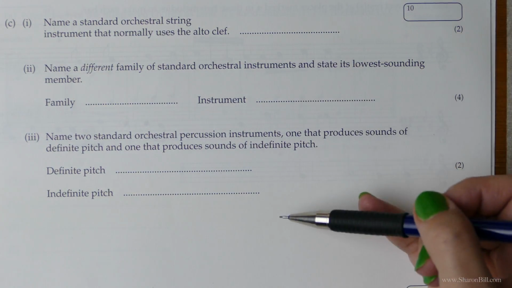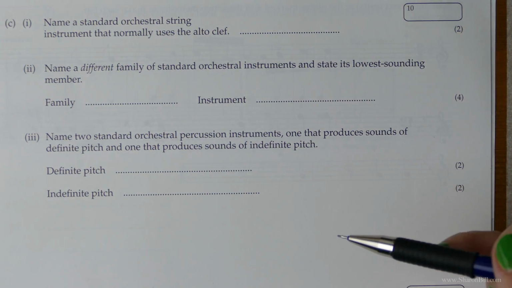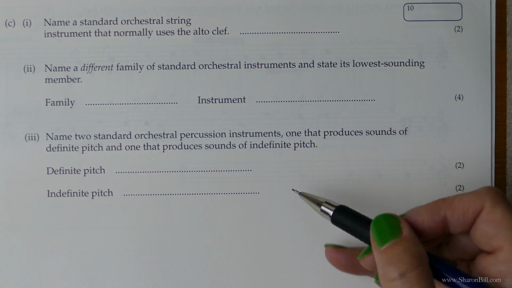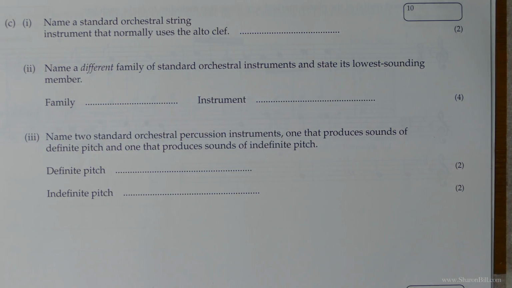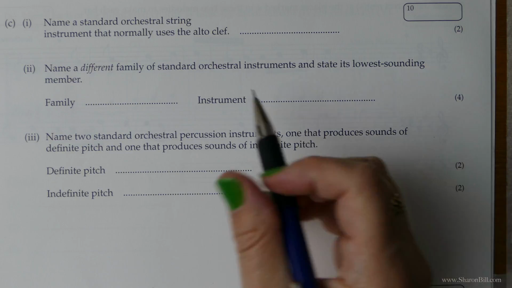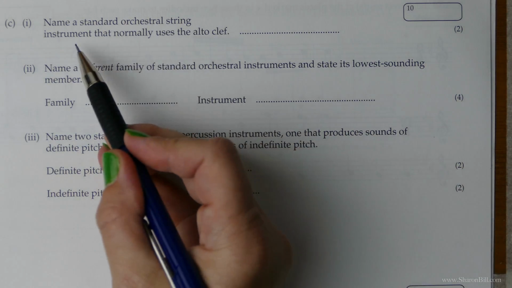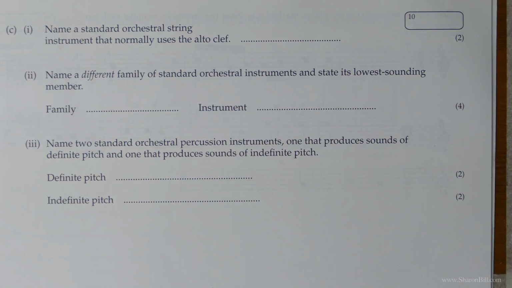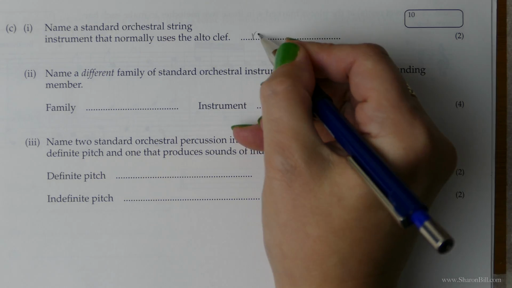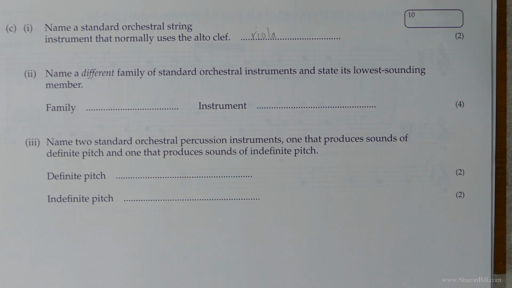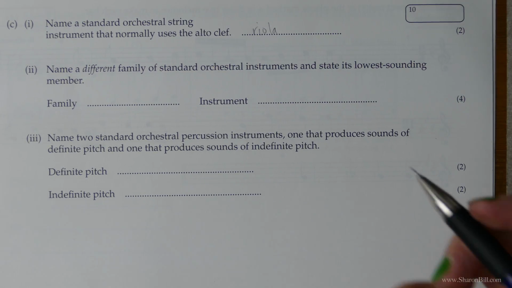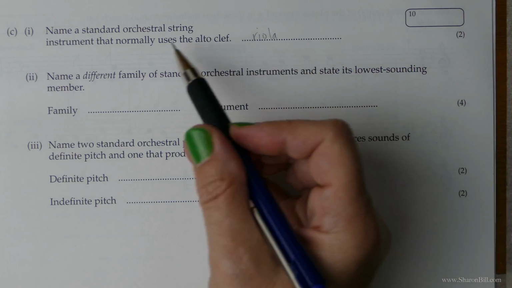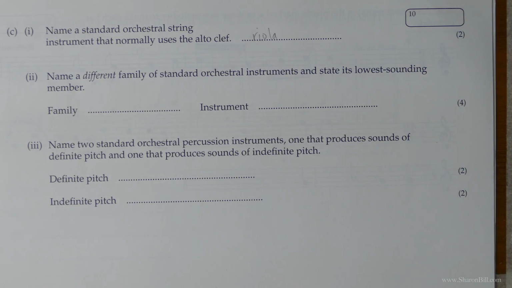However, these are just general questions now, referring to our knowledge of orchestral matters. So we need to name a standard orchestral string instrument that normally uses the alto clef, or the only one that uses the alto clef is the viola. It's like a violin, only a little bit bigger. It gives a deeper sound, and because it's in that mid-range, it needs the alto clef.